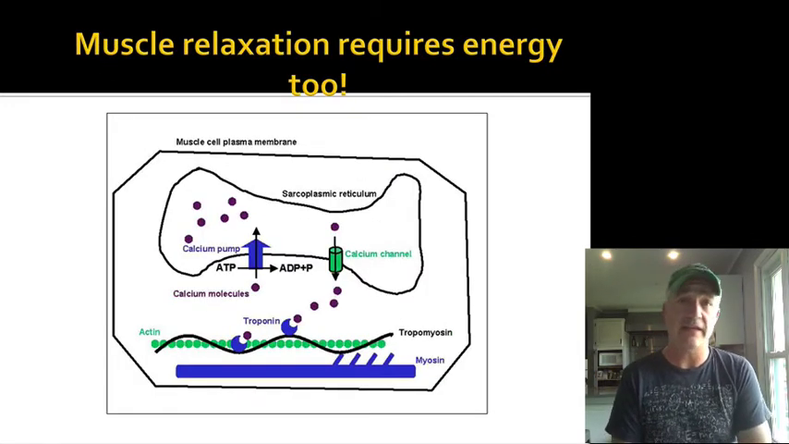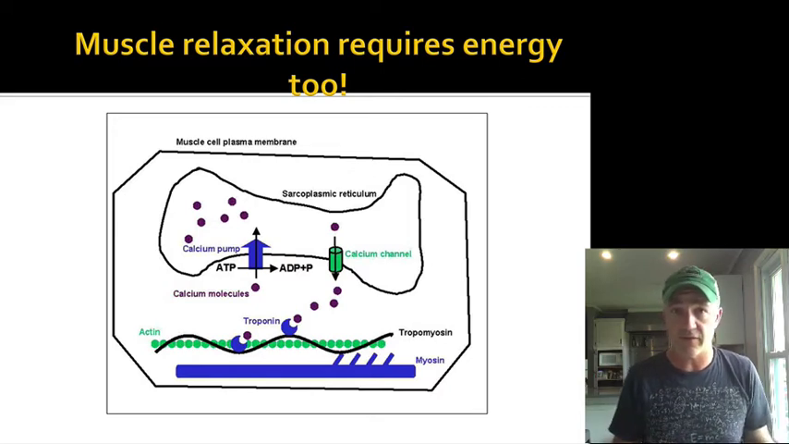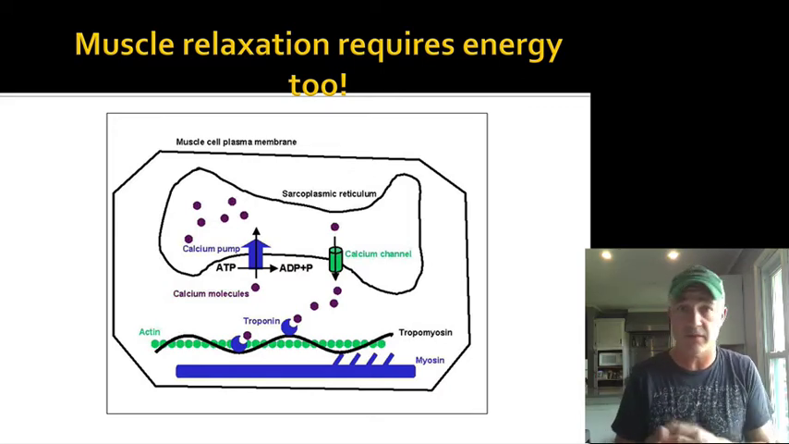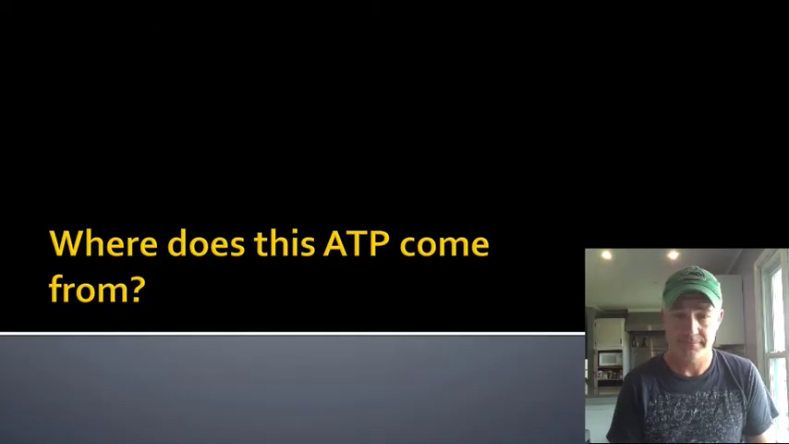And we also need ATP in order to have the muscle relax. So to have that calcium get pumped back into the sarcoplasmic reticulum to remove it from the cytoplasm so the muscle can go back into fully relax, we need ATP for that too. So again, where are we getting it from? Hence the question, where are we getting it from?